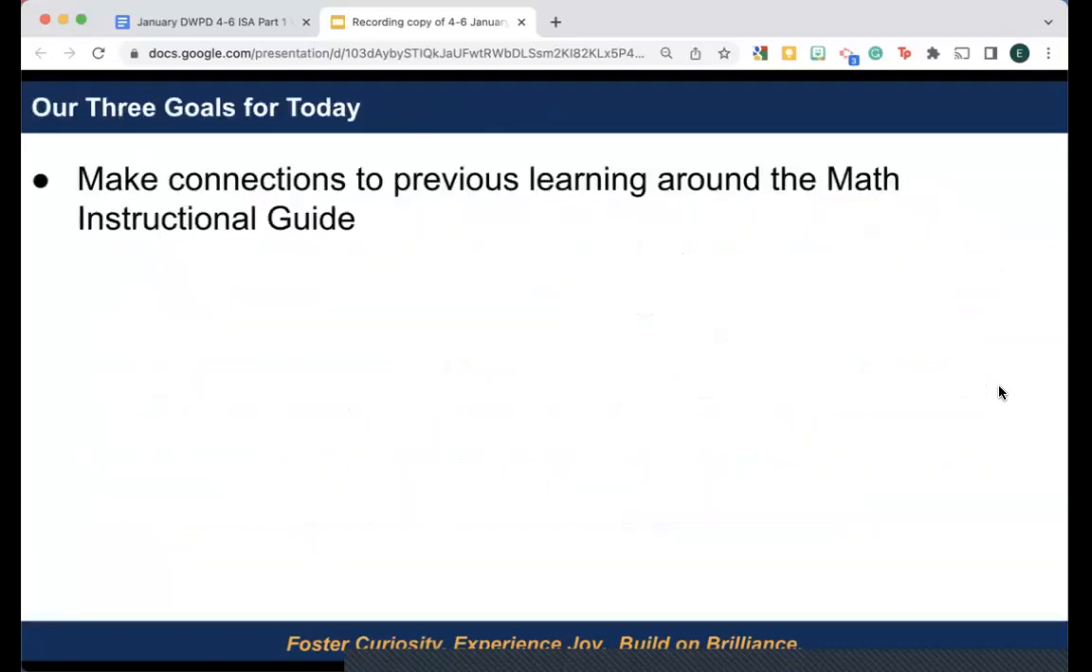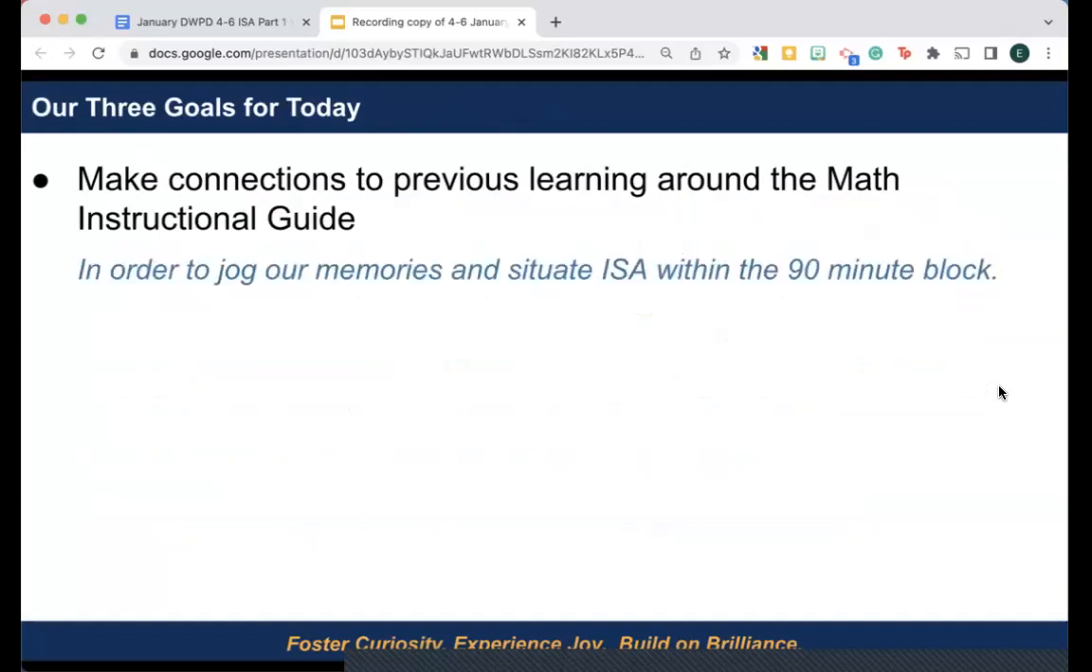So, our 3 goals for today. First, we want to make connections to previous learning around the math instructional guide in order to jog our memories and situate ISA within the 90-minute math block.